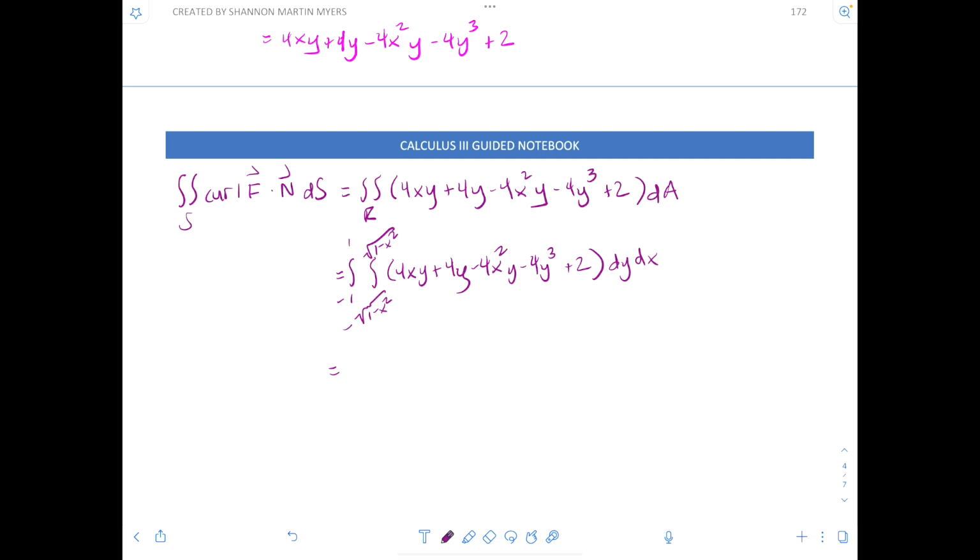And then that will be the integral from negative 1 to 1 of 2xy squared plus 2y squared minus 2x squared y squared minus y to the 4th, just integrating here, plus 2y. And that's evaluated from y equals negative root 1 minus x squared to y equals positive root 1 minus x squared.